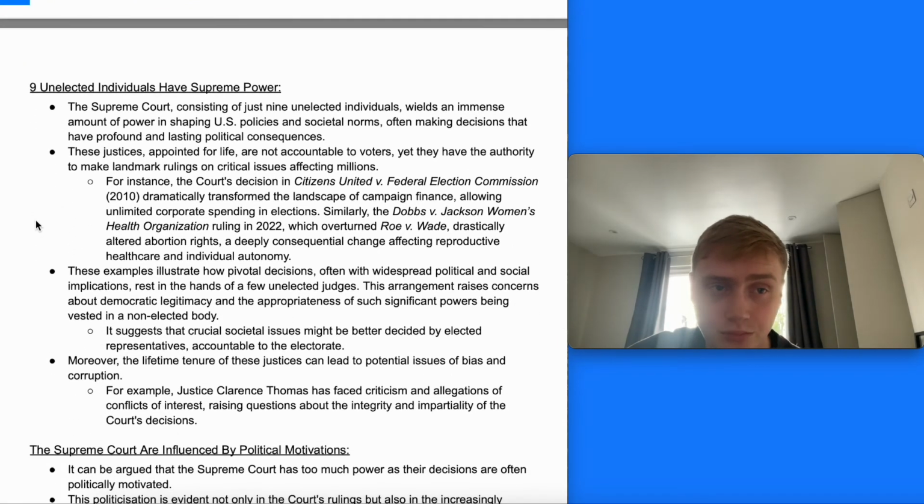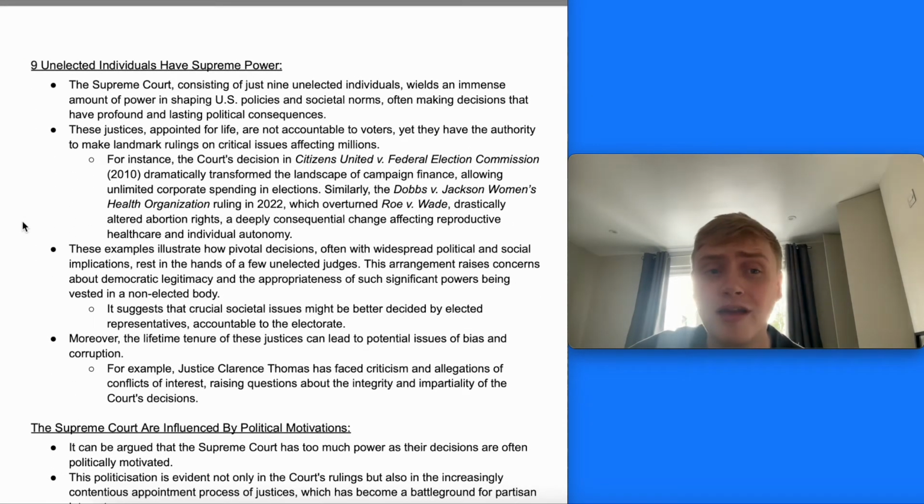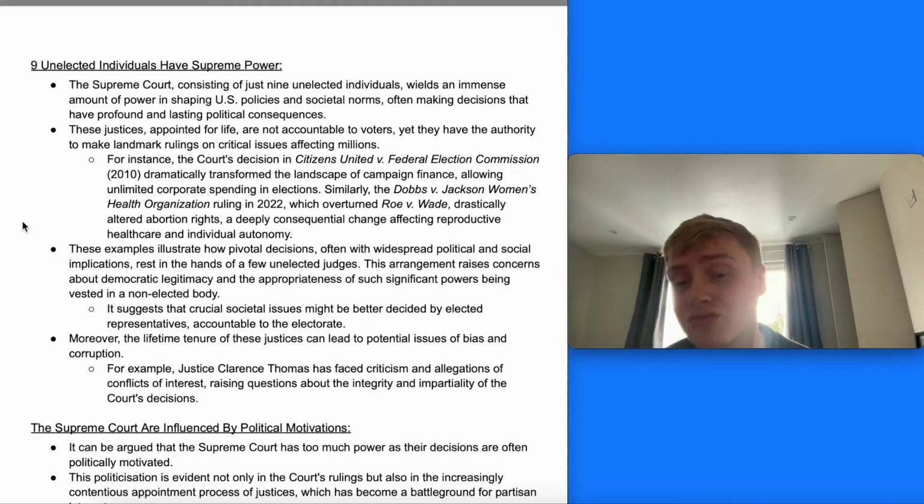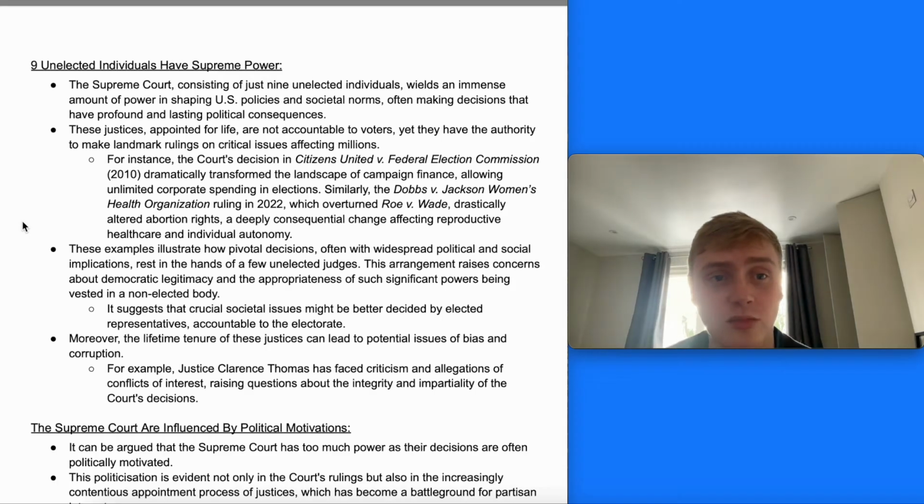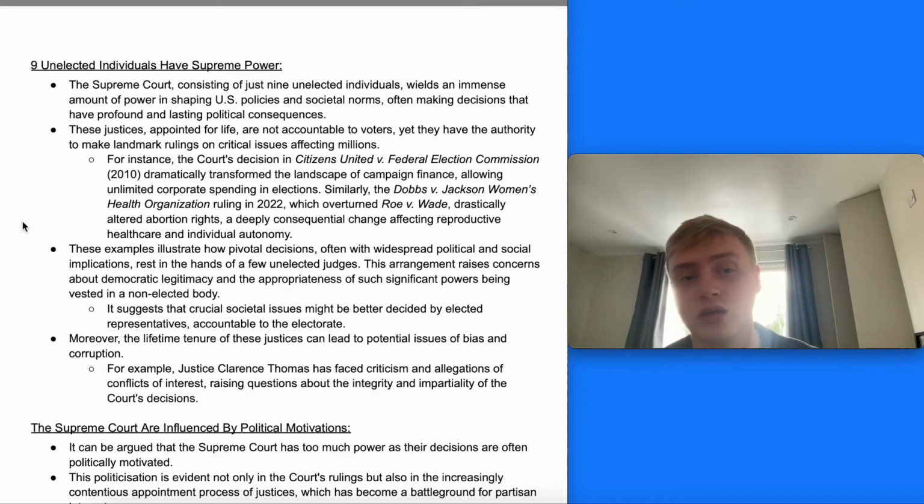It can also be argued that nine unelected individuals have supreme power and far too much power in the Constitution. So the Supreme Court consists of just nine unelected justices, and it wields an immense amount of power in shaping US policies and societal norms, often making decisions that have profound and lasting political consequences. These justices are appointed for life and not accountable to voters, yet they have the authority to make landmark rulings on critical issues affecting millions.